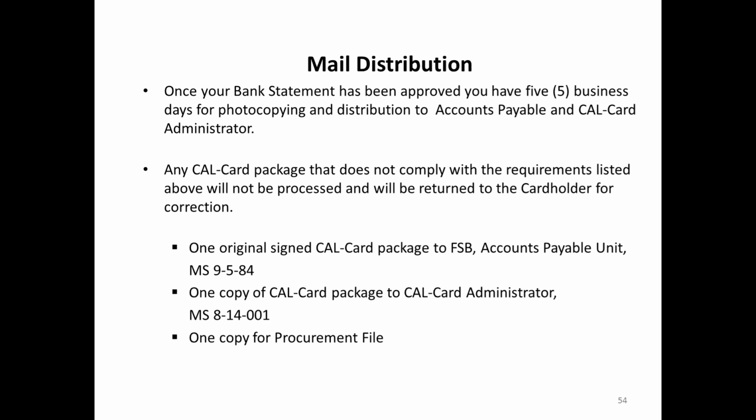Final distribution of the approved CalCard packages. Remember to make 2 photocopies. One photocopy for your records. The second photocopy is to be sent to the CalCard administrator at mail station 8-14-001. The original signed package is to be submitted directly to FSB, Accounts Payables Unit at mail station 9-5-84. The Payables Unit and the CalCard Administrator audit every package for compliance and will return the package if it is not complete.